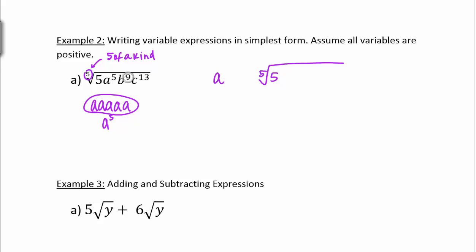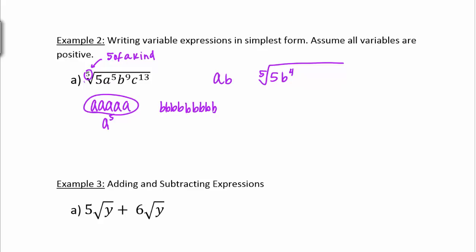And now I'm looking at this b to the 9th. I have 9 of them. How many groups of 5 can I get in 9? Well, the answer is 1. And how many do I have left over? 4, right? 5 goes into 9 one time with a remainder 4. So I'm going to show you again. I'm going to draw this out because maybe this is more helpful for you.